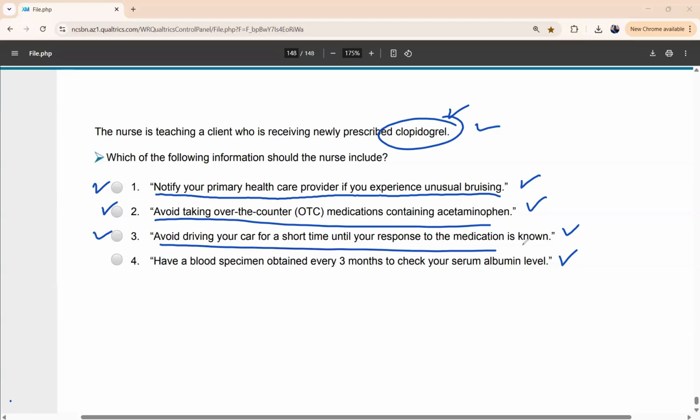I'm going to ask myself: is there any medication where, when we are doing a checkup related to the medication and a blood specimen, we do serum albumin? I'm going to ask myself if it's related as well. That is how I'm going to walk myself through the question.